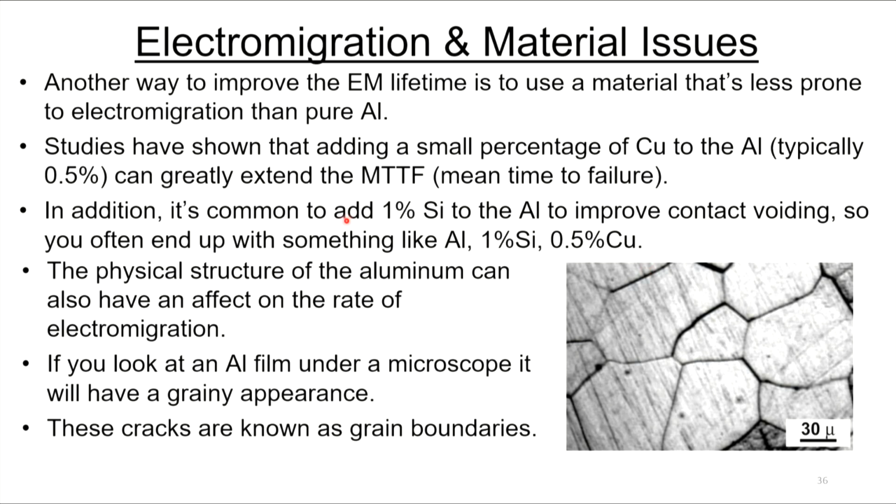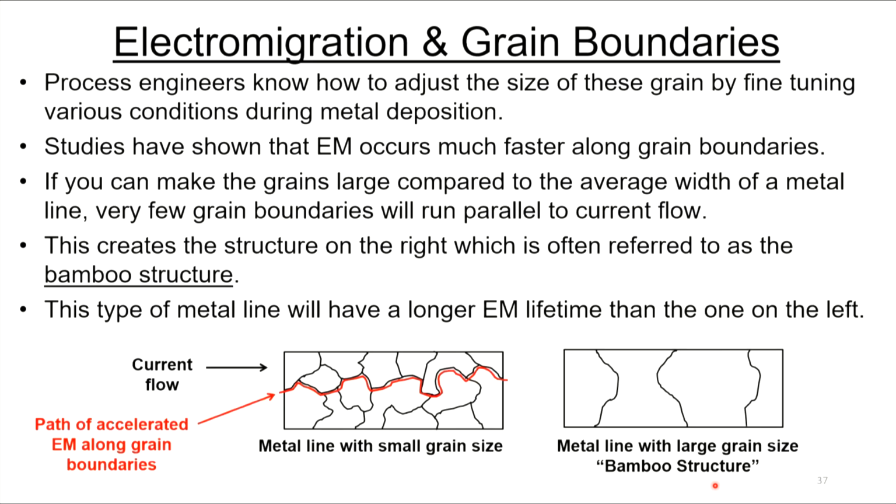So the physical structure of aluminum can also have an effect on the rate of electromigration. If you look at an aluminum film under a microscope, it's going to have this grainy appearance shown on the side over here. And these cracks are known as grain boundaries. Now, process engineers know how to adjust the size of these grains by fine-tuning various conditions during metal deposition or elsewhere in the fab. Studies have shown that electromigration occurs much faster along these grain boundaries. So if you can make the grains very large compared to the average width of a metal line, very few grain boundaries will run parallel to your current flow.